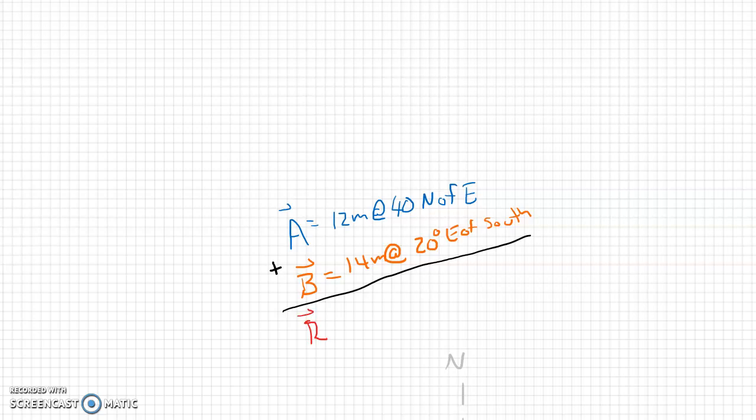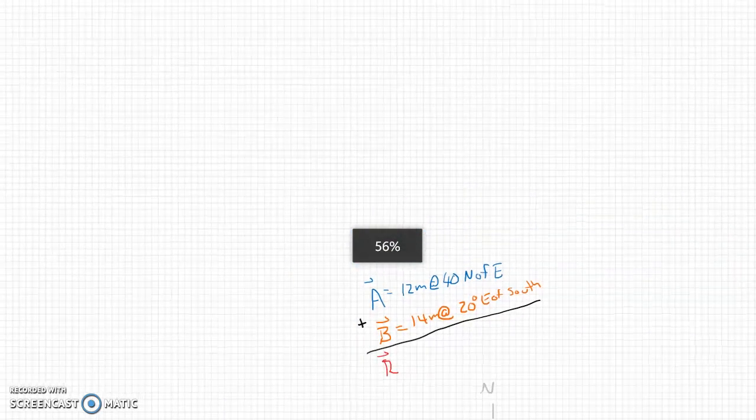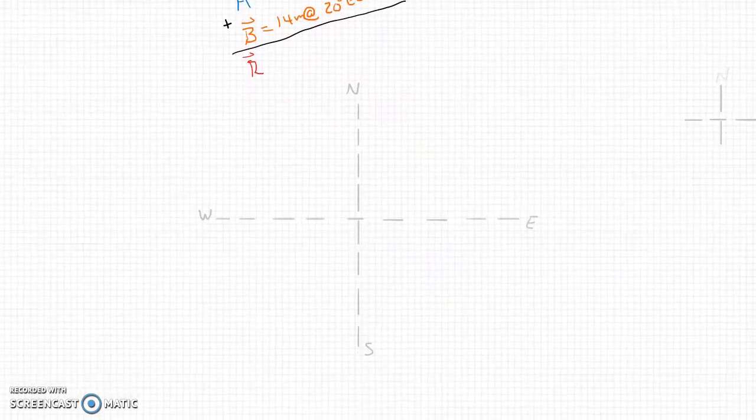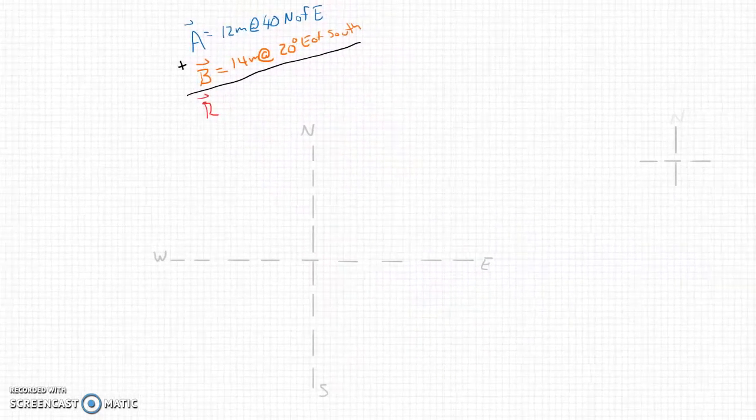So here we go, 12 meters at 40 degrees north of east, and 14 meters at 20 degrees east of south. And these two are the ones that we're going to take a look at here. So let me scroll out so I get to my place where I'm going to draw this, and let's see if we can get everything on the screen there.